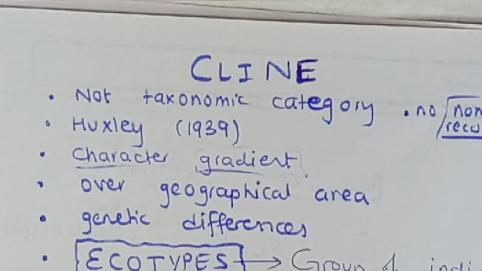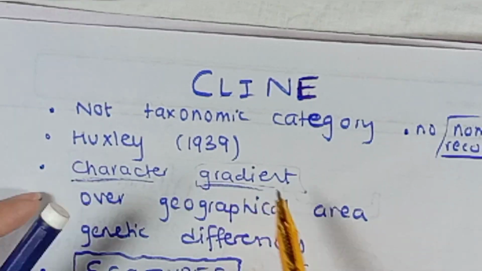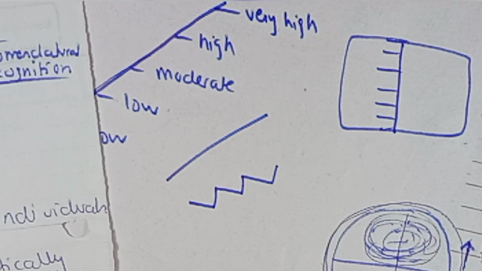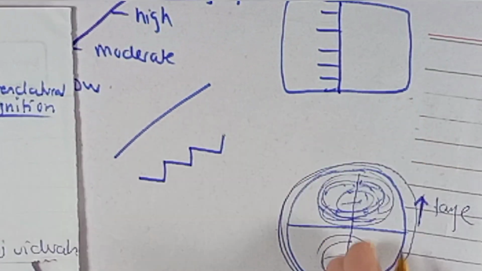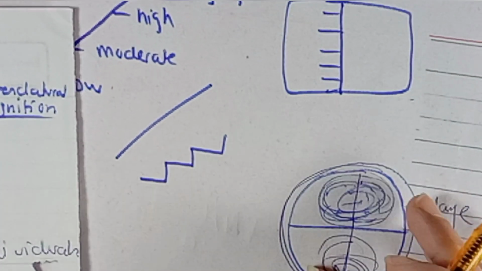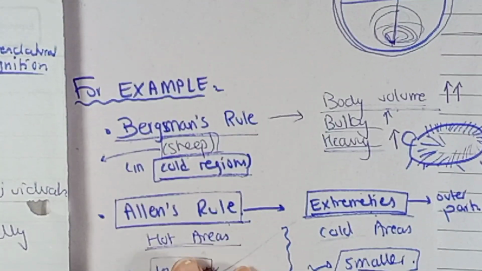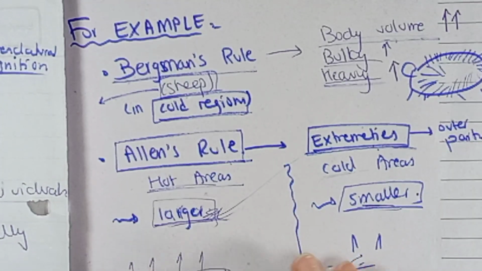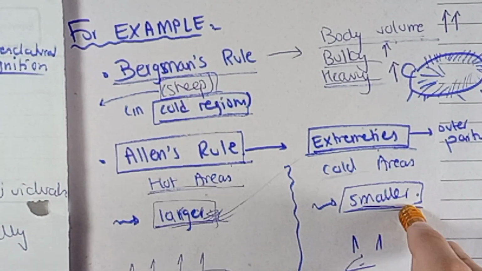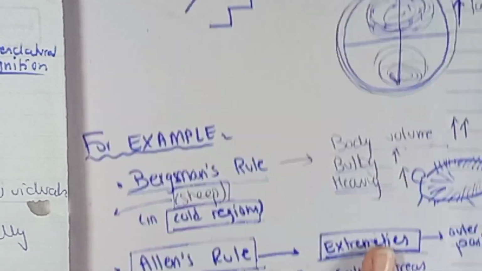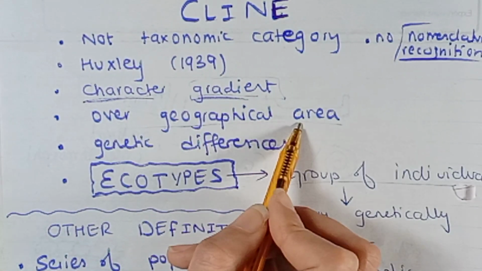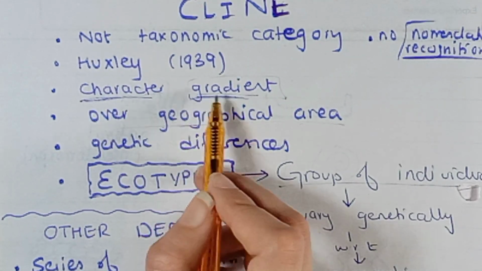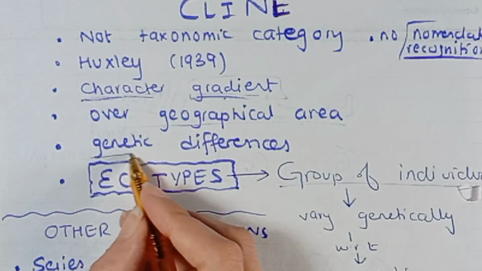Similarly, as we said, clines are character gradients. So this was the gradient of the character over the geographical area, and how these characters are made and how this is distributed. This is distributed because of why the species in the hot areas have larger extremities, and why the sheep in the cold areas have smaller extremities. The reason is genetic differences. So what is a cline? A cline is a character gradient over a geographic area, and that character gradient is built on the basis of genetic differences.